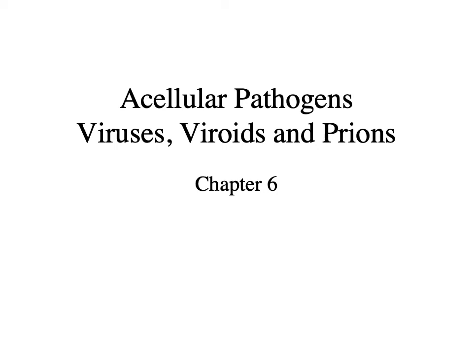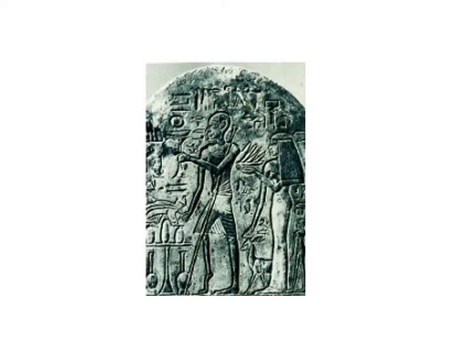We are now on Chapter 6, Acellular Pathogens: Viruses, Viroids, and Prions. This is an example of one of the earliest known records depicting a viral infection.